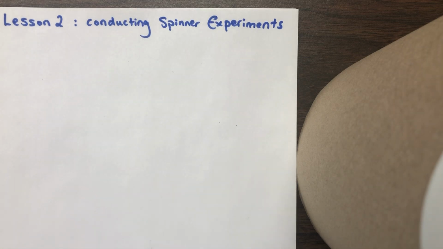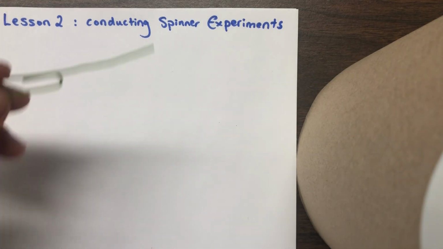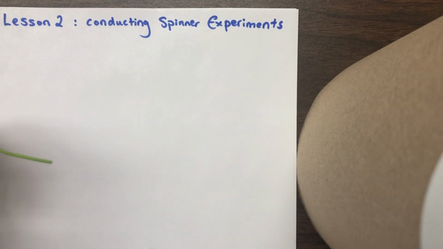Today's lesson is conducting spinner experiments. So what we'll be doing in this lesson is drawing a little circle and using a paper clip, and with that paper clip we'd be spinning it and seeing where it lands, and according to that we will be getting the information that we need.